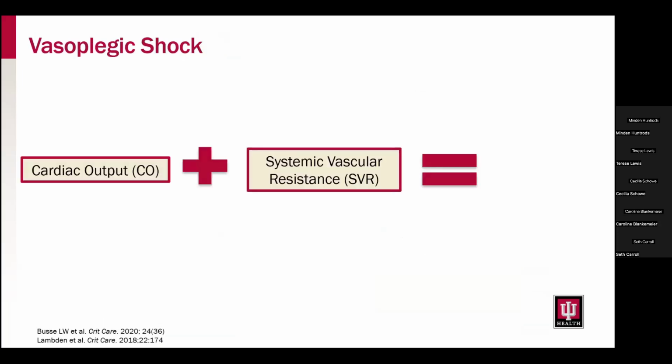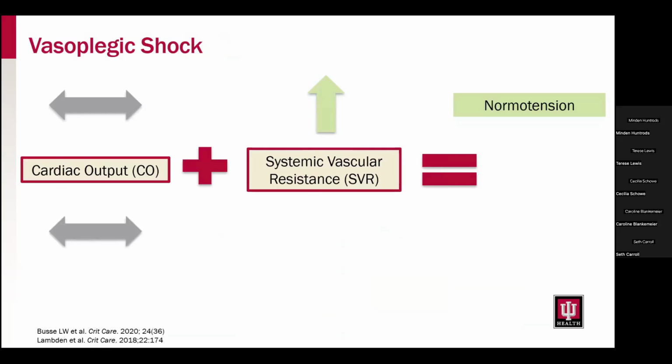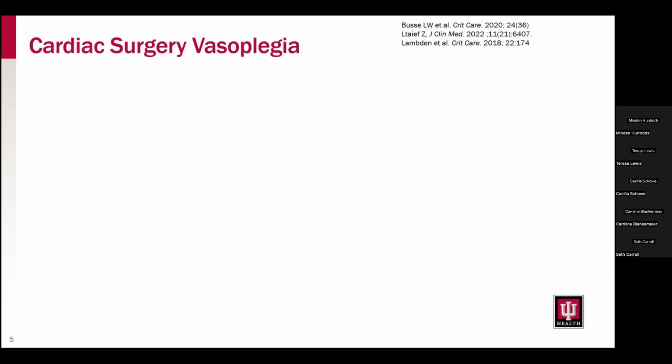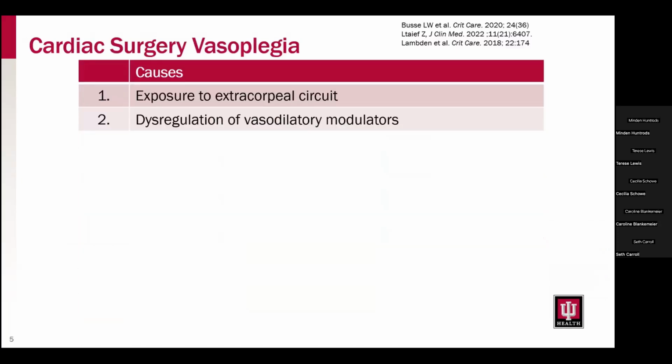So usually we have a patient that has normal cardiac output, and they either have an increase in systemic vascular resistance or normal systemic vascular resistance, which leads to normotension. But in patients with vasoplegic shock, they have a normal cardiac output, but a decrease in systemic vascular resistance, which then leads to hypotension. Specifically in cardiac surgery, causes of vasoplegia are usually exposure to an extracorporeal circuit like ECMO or bypass, which will be the focus of the patients in this study, or dysregulation of vasodilatory modulators like nitric oxide.